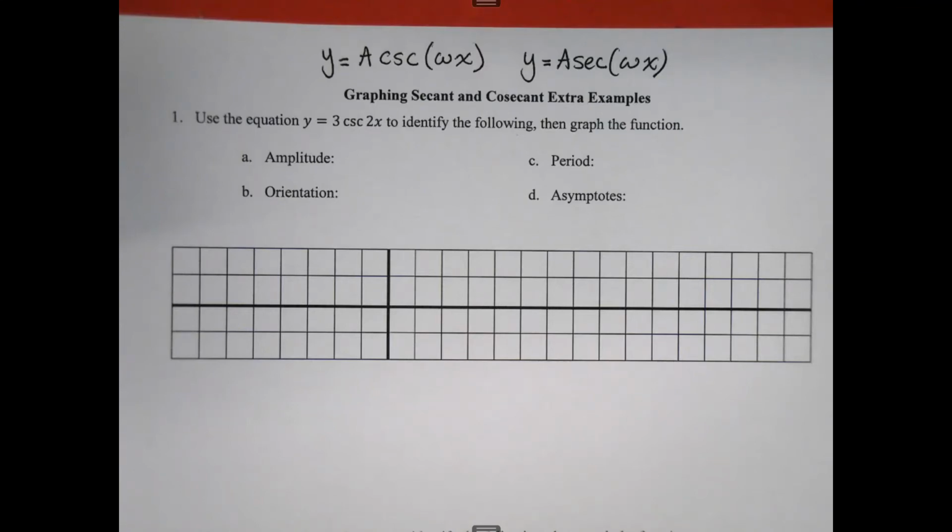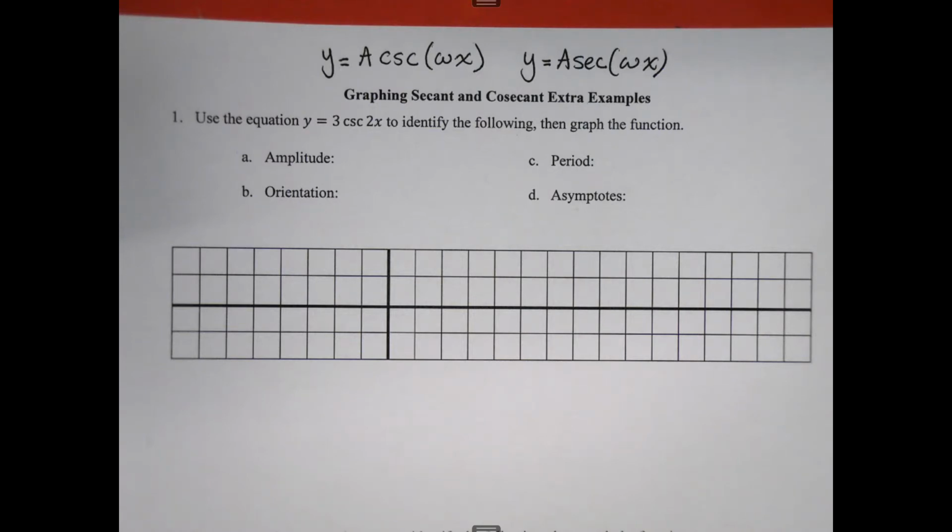We're going to look at some more graphing of secant and cosecant. For this first problem, it says to use the equation y is equal to 3 times the cosecant of 2x to identify the following and then graph the function. We need to identify the amplitude, the orientation, the period, and where the asymptotes are located.